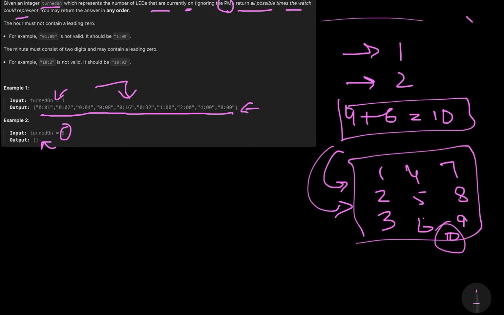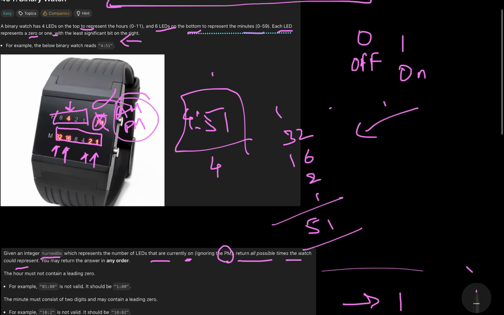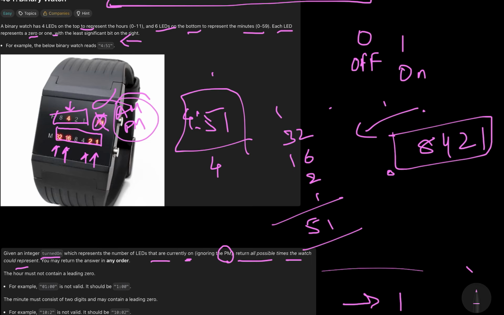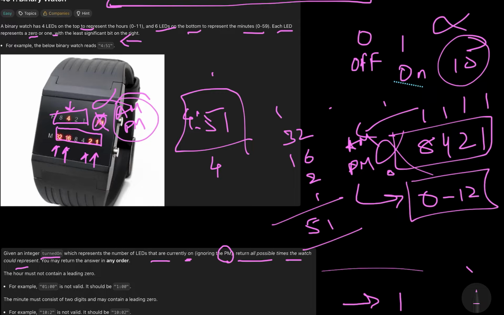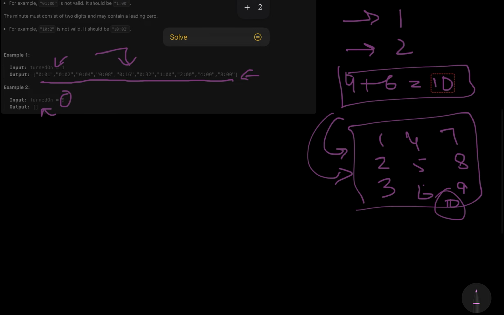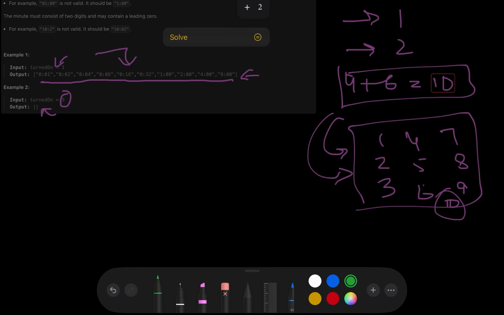And if 9 LEDs are turned on, no time is possible, because 9 means only one LED is turned off and the rest are on. So here we'll have 8 plus 4 is 12, 12 plus 2 is 14, and 15, but we can't represent that because the maximum hour could be 0 to 11 only. So that's why 9 LEDs can't be possible.